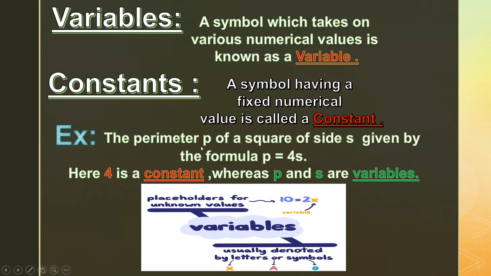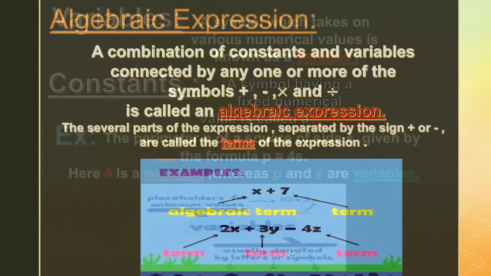Here, the perimeter P of a square of side S is given by the formula P equal to 4S. Here, the 4 value is fixed, it doesn't change. So, here 4 is a constant, whereas P and S are variables, as the values of P and S change depending upon the size of the given square. And variables are usually denoted by letters or symbols like x, a, theta, etc.